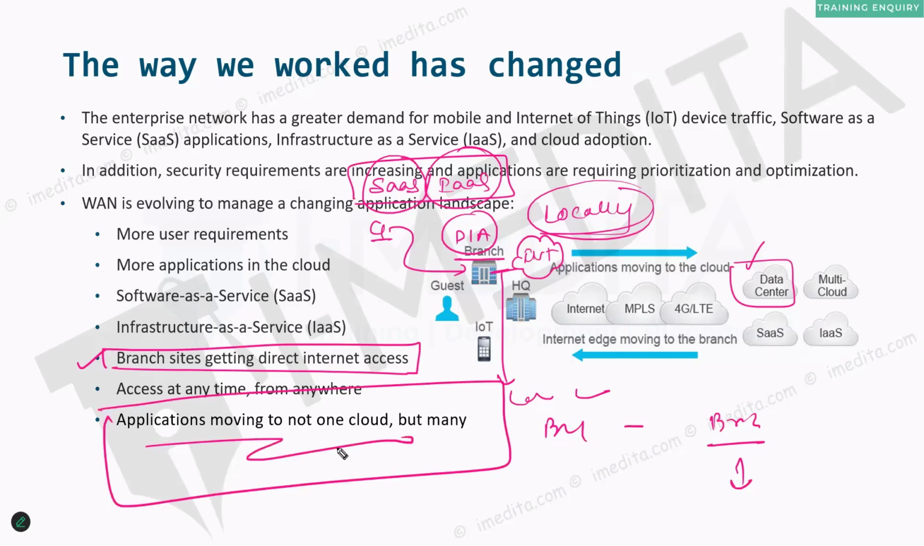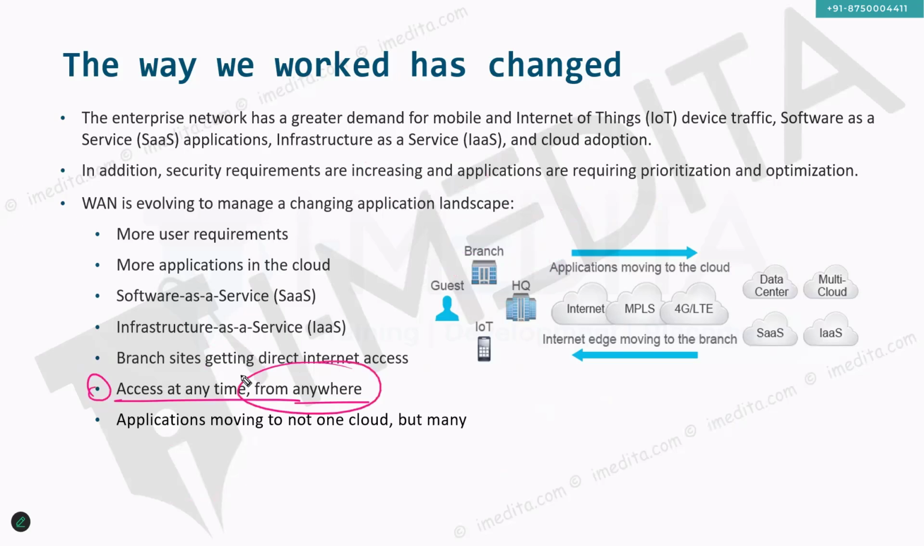Applications are moving to not one, but many clouds. Earlier, we used to go to the office and access our office infrastructure, or we used to access the applications from the office itself. But nowadays, we have this very popular concept called work from home, where candidates can access their resources from anywhere at any time. They can access the company resources from anywhere or any time. Users of the network are not supposed to go to the office always. They can do things such as work from home and all.